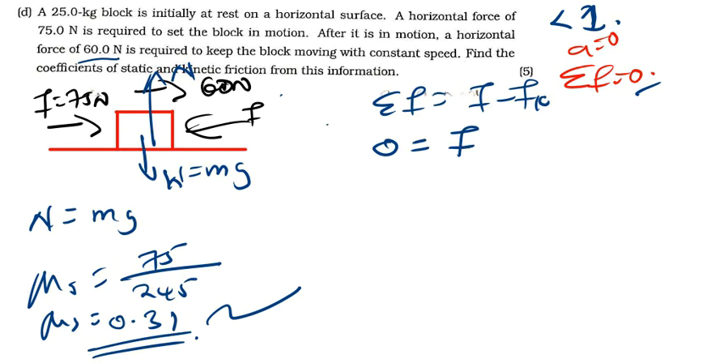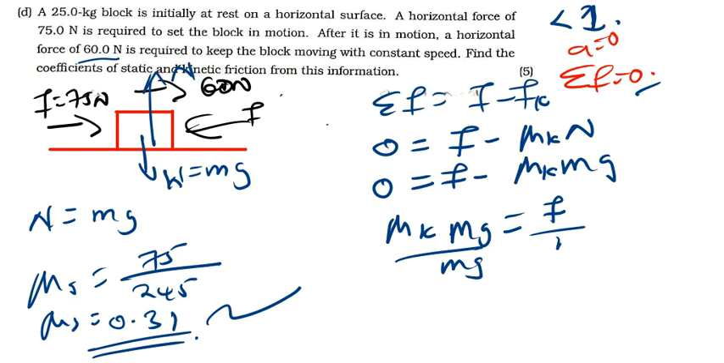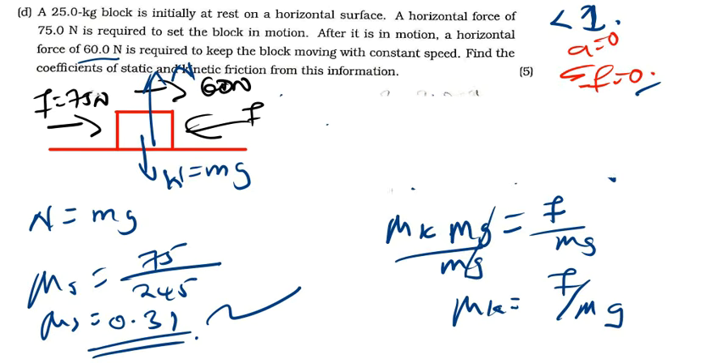So the applied minus this is going to be the mu k times the normal force. So 0, the applied minus mu k times the normal force, which is mg. Shift this to the other side: mu k times the normal force, which is mg, is equal to F. Divide by mg, divide by mg. These will go, and mu k will be equal to F divided by mg. Let's go ahead and plug in the values. What are we going to have?